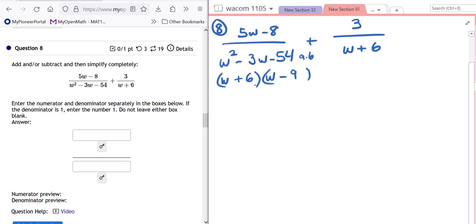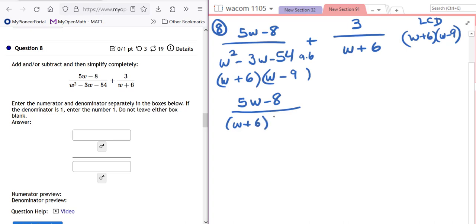All right, so that should work. And it did give us a W plus 6 in there. So our LCD is going to be W plus 6 and a W minus 9. So your first fraction actually has everything. The second one, we're going to put on the missing part. So it has a W plus 6. We're going to put on there the W minus 9. And I'm just going to squish it there.